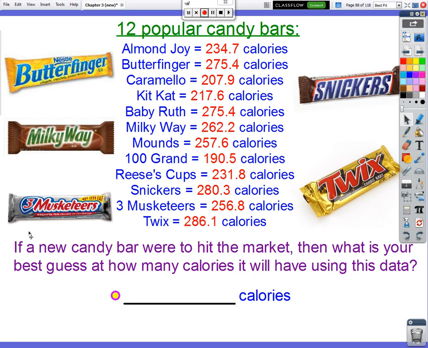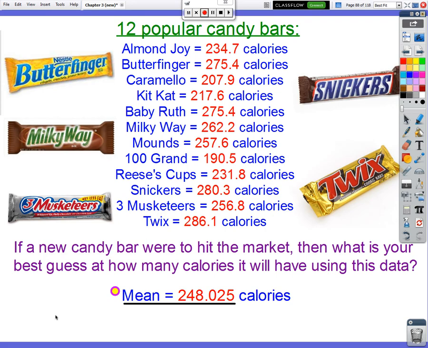And so my question is, if a new candy bar were to hit the market, then what is your best guess at how many calories it will have using this data? So if you know the min is 190, the max is 286, what do you think would be your best guess? And you might say, well, what about what's in the middle of all of this? Because that could be a really good guess. And that would be the mean, right? So if we could calculate the mean number of calories in these 12 candy bars, your best mathematical guess would be around 248 calories.